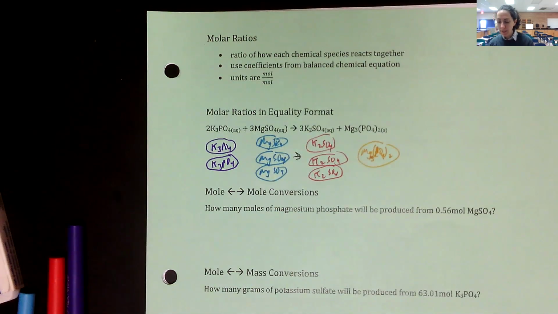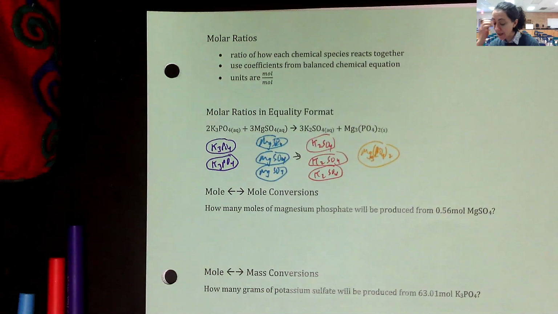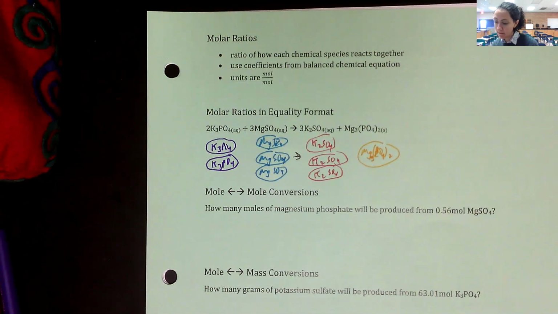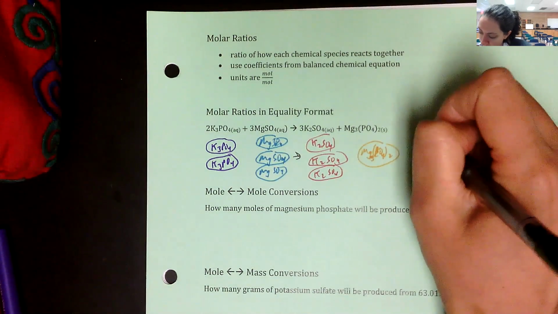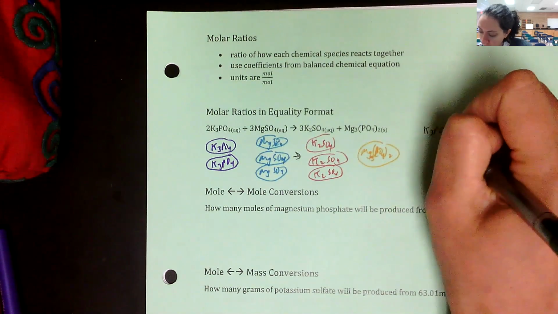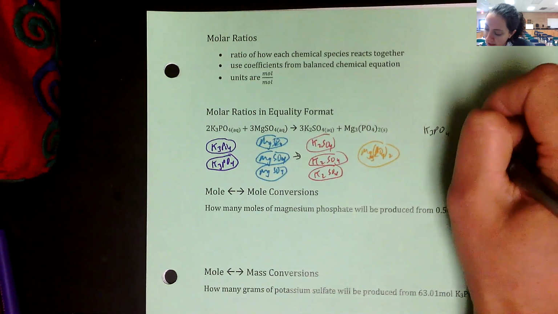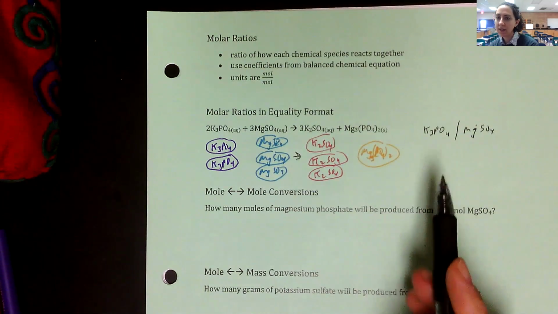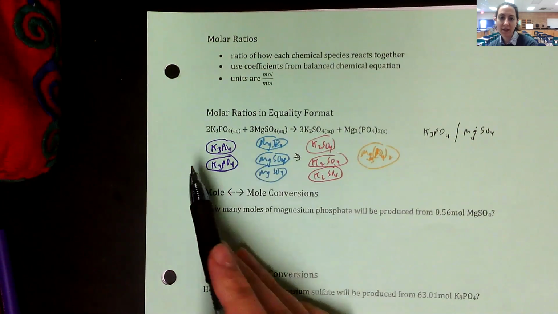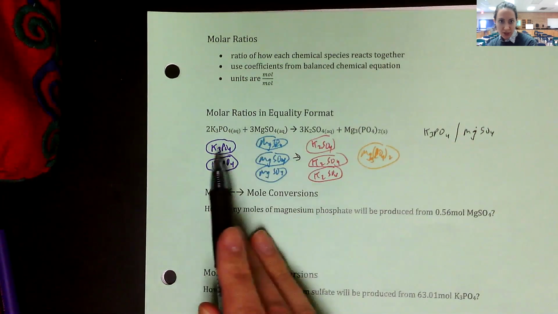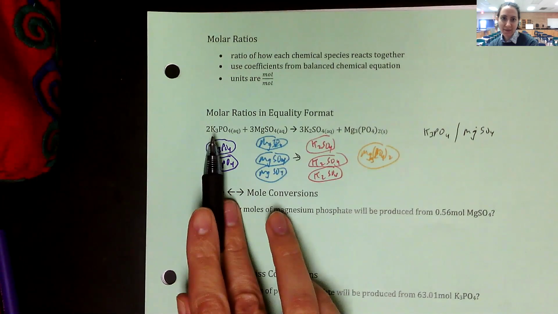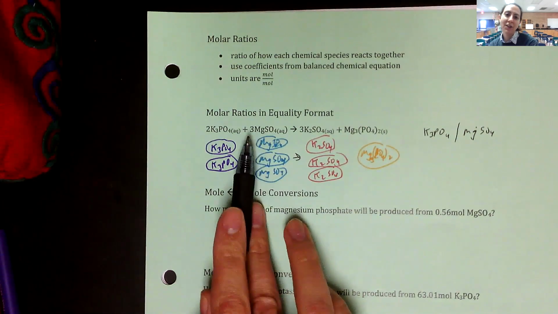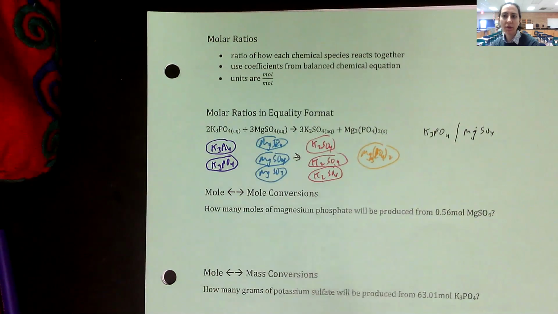So molar ratios are all about picking any 2 reactants or products to help you solve problems. Let's take a look at this, for example. Let's compare: what's the molar ratio of potassium phosphate to magnesium sulfate? The question we're asking here is, what is the relationship between these 2 reactants? For every 2 potassium phosphates, you're going to need to react with 3 magnesium sulfates, in order for this ratio to work.